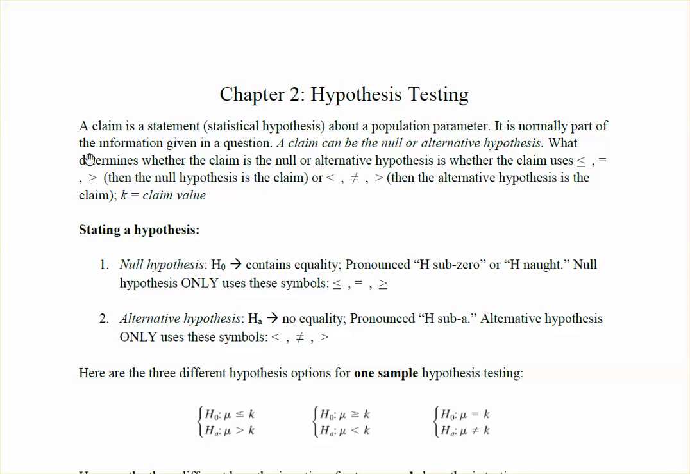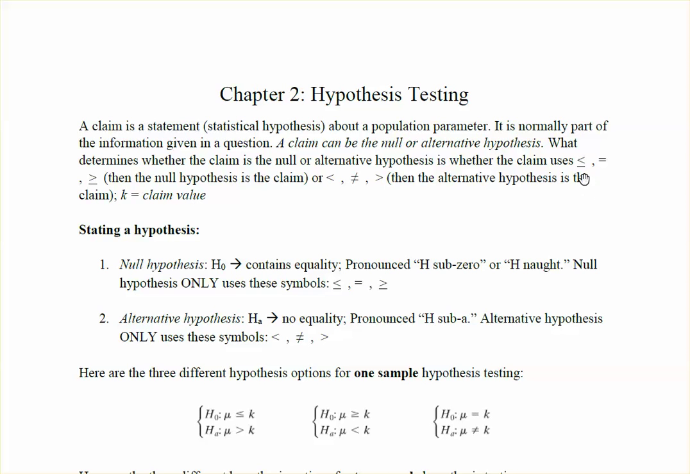So it's normally part of the information given in a question, but the claim can either be a null or an alternative hypothesis, which we'll get into in just a minute. What determines whether the claim is a null or alternative hypothesis is whether the claim uses the less than or equal to, or greater than or equal to. If you use those, then the null hypothesis is the claim. If you use the less than sign, the not equal to sign, or the greater than sign, then the alternative hypothesis is the claim. And K is just a claim value for whatever that is.